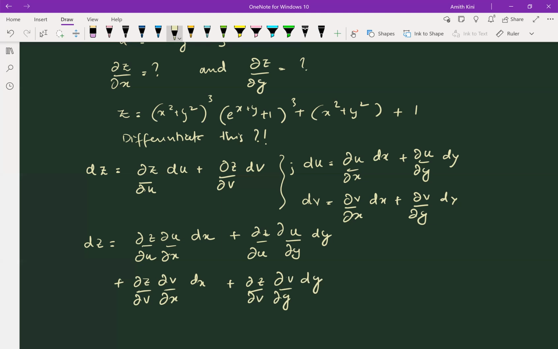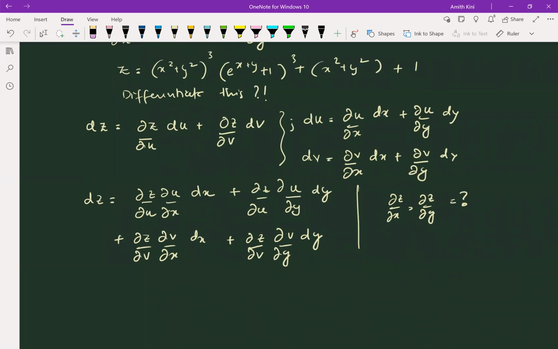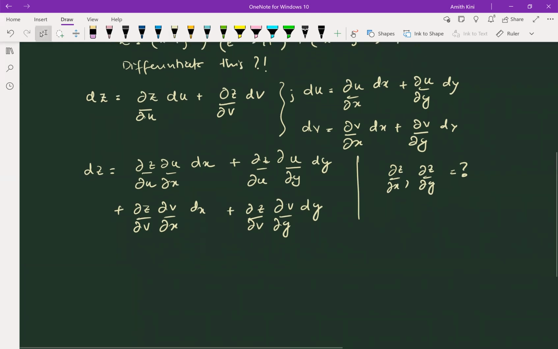Now remember, what was our task? Our task is to find del z by del x and del z by del y. And we have managed to write dz in terms of dx and dy. Can we use this somehow to find the partial derivatives with respect to x and y? Has this helped us at all in doing our task? Maybe I'll rewrite this in a slightly different way. I'll collect these two terms together.